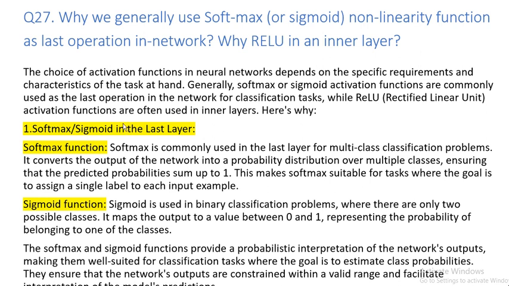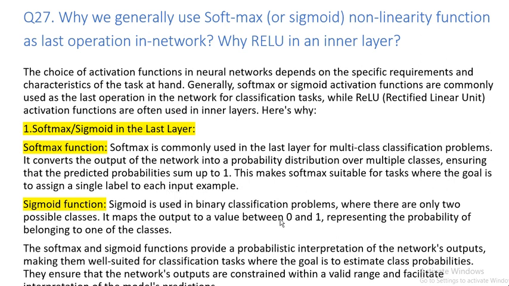Here is why. Softmax and sigmoid in the last layer. The softmax function is commonly used in the last layer for multi-class classification problems. It converts the output of the network into a probability distribution over multiple classes, ensuring that the predicted probabilities sum up to 1. This makes softmax suitable for tasks where the goal is to assign a single label to each input.